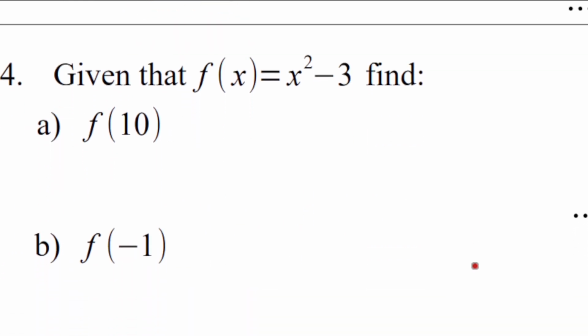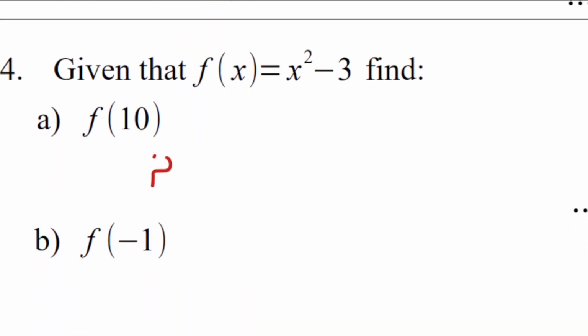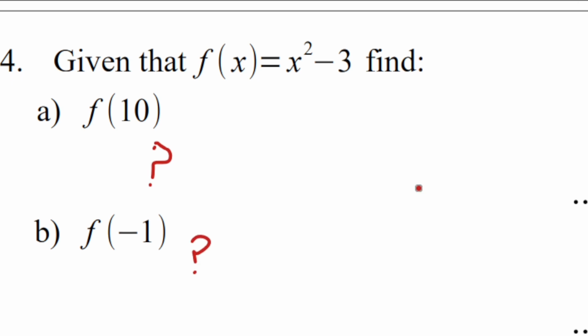Now, question 4. This is yours. Try it, comment your answer.